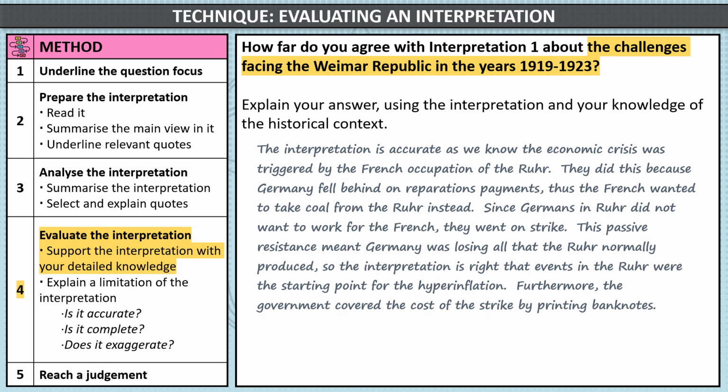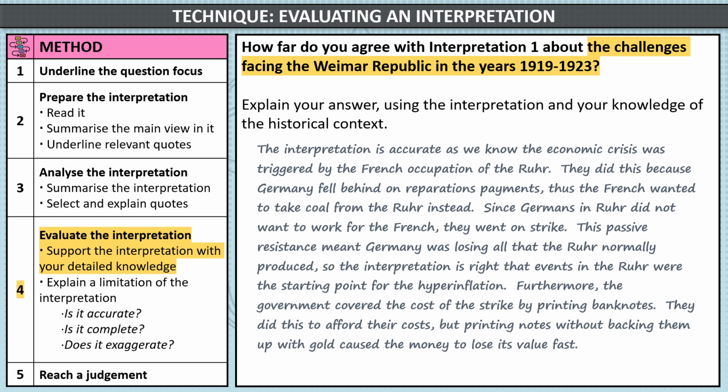Now this part of my answer needs broad and detailed knowledge, so I'm going to add another point which supports the interpretation. Look, I'm using that word furthermore to show my reader that I'm continuing with another example. This time I'm going to write about the government's decision to print more banknotes. And then I'll develop this point with some really specific knowledge about how this led to hyperinflation. And once again, I'm going to link this back to the question I was asked.